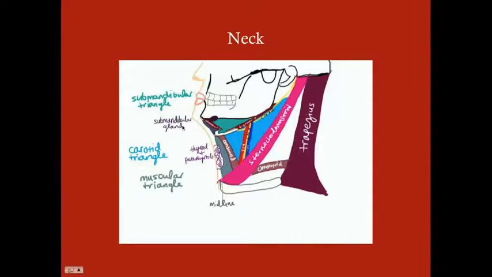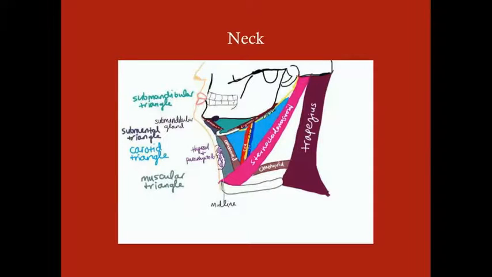So all these are 4 triangles within a bigger triangle. So this is your muscular triangle here. And then you've got your submandibular triangle, and that would just be below the mandible. And then your digastrics, and I believe your hyoid and midline. So within here is the submandibular gland.